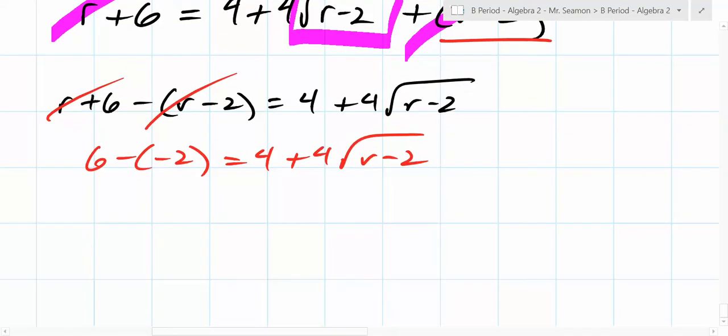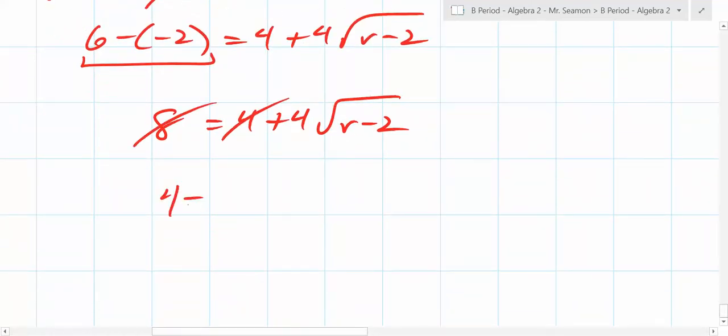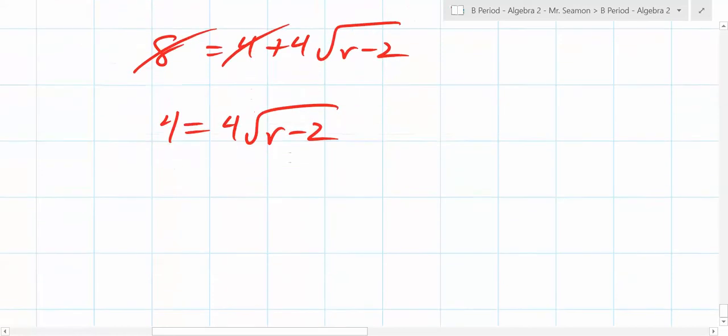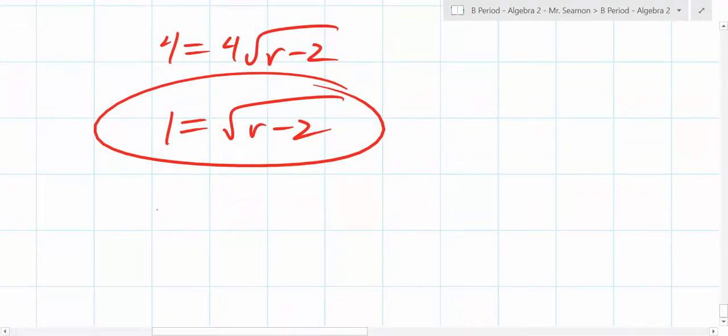What does the left side become, Katie? That's 8 equals 4 plus 4 root r minus 2. Subtract 4 from both sides: 4 equals 4 root r minus 2. Now what do I divide both sides by? 4. So you end up with 1 is equal to root r minus 2. That's nice because what do you do to both sides? Square. So 1 is equal to r minus 2. So r equals 3.